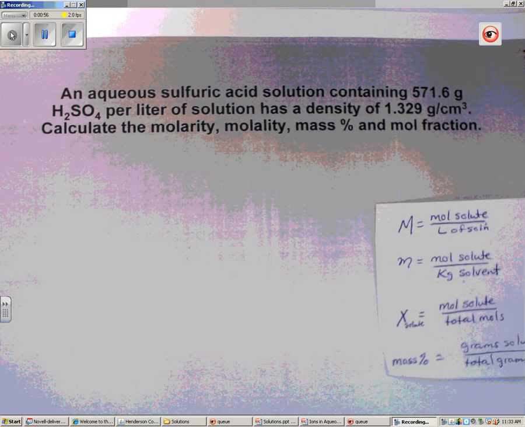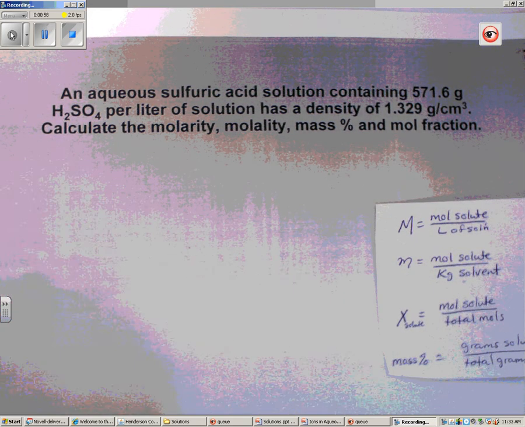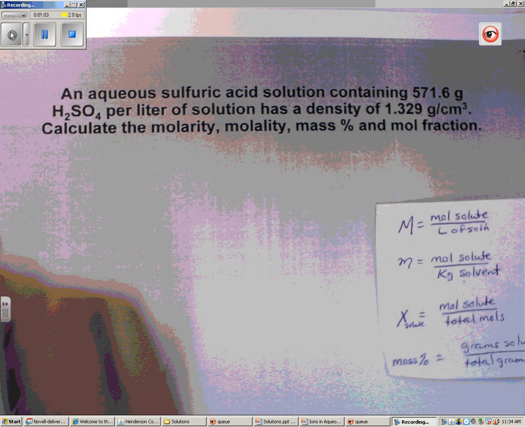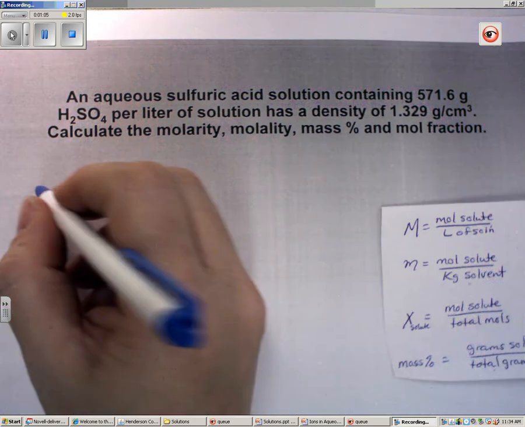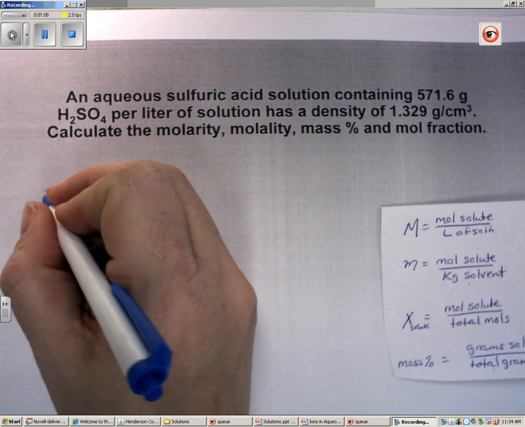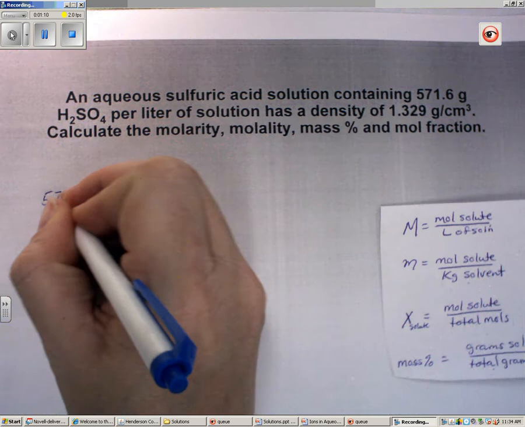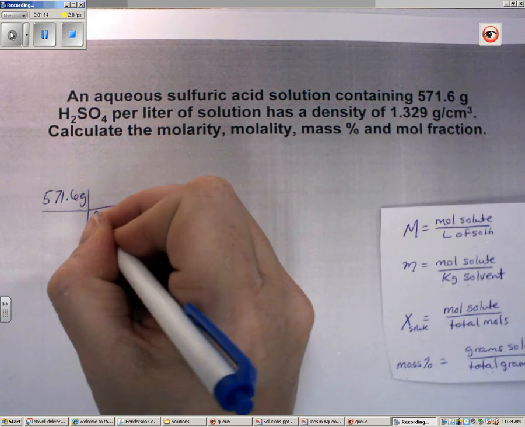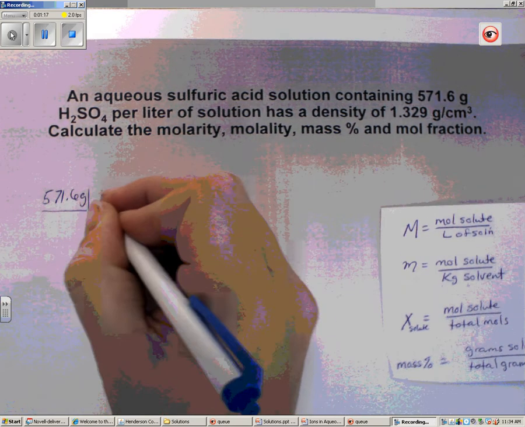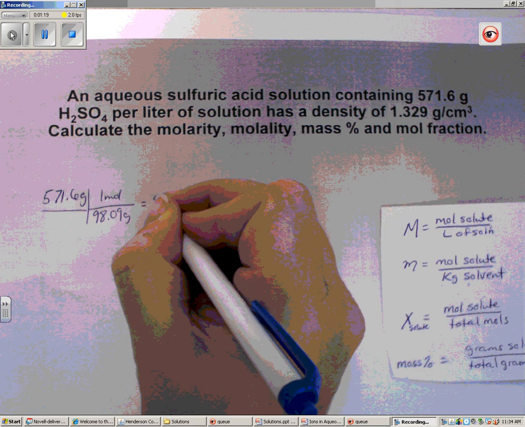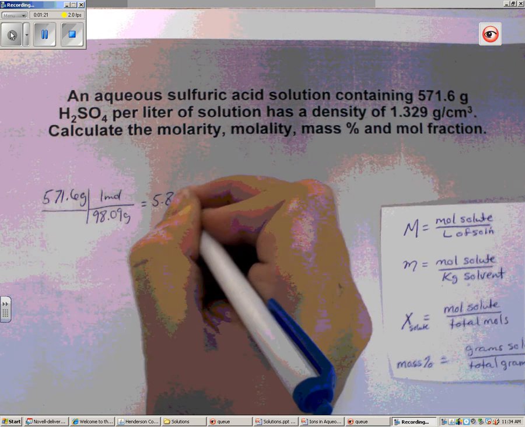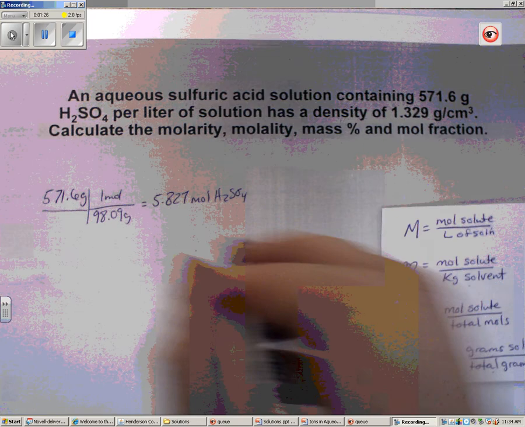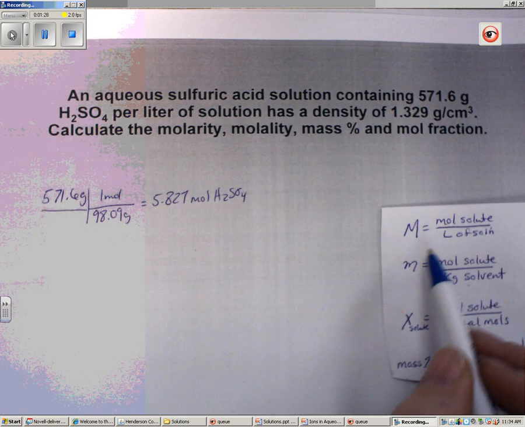So first, let's start with molarity. So molarity is moles of solute over liters of solution. So first, let's figure out how many moles we have. So I have 571.6 grams of sulfuric acid. That's 98.09 grams in 1 mole. And so I get 5.827 moles of H2SO4.